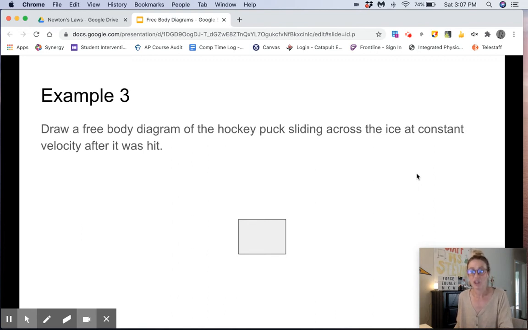We are on the earth still, so this hockey puck is being held on the surface of the earth with the force of gravity acting downward on that object. It is still on the ice, and it's being supported by the ice. It's not falling towards the center of the earth, so we have the normal force upward. Now we know also that this hockey puck is sliding across the ice, and we know that it is after it is hit, so there's no more applied force here. We also know that it's sliding across the ice at constant velocity.